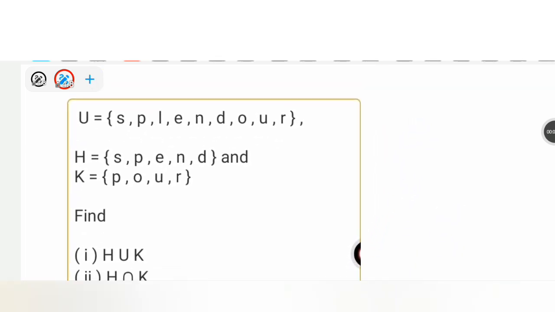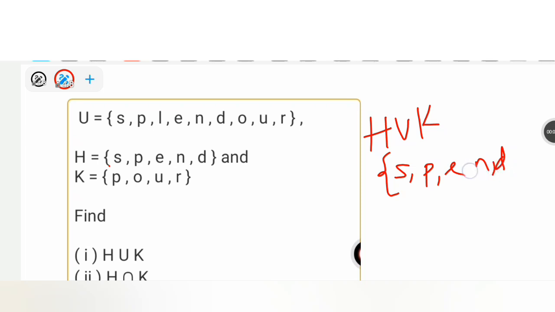So the first one, I have to find H union K. So let's do that real quick. H union K. So let's put all these elements together. That's H union K. Put all these together. If any element is repeating, write it once. So that means you have S, P. P is twice, so write it once. So you have E and D. Then O, U, R.